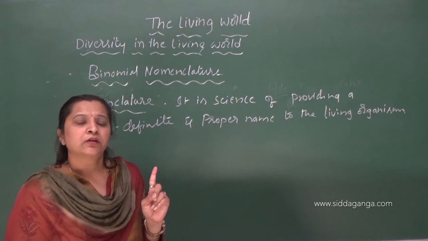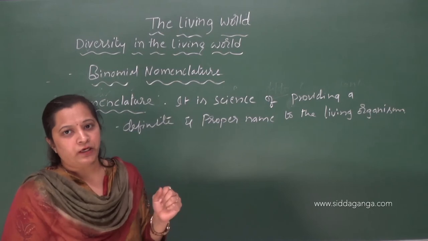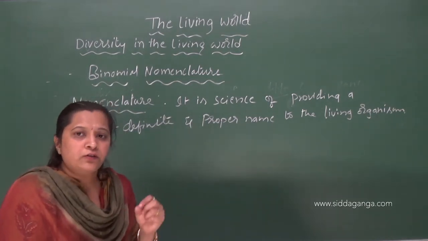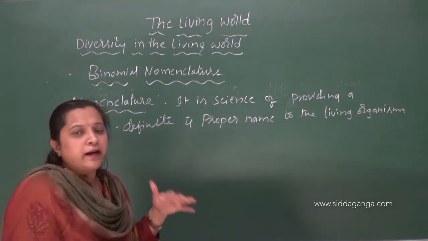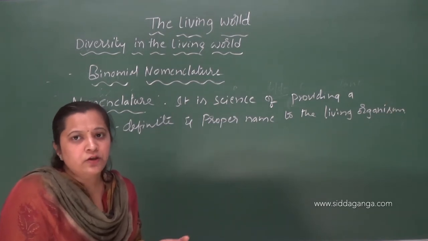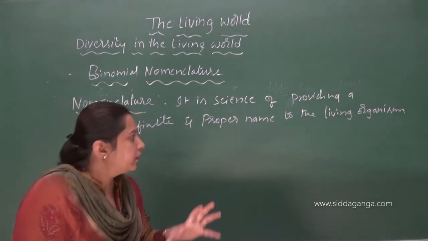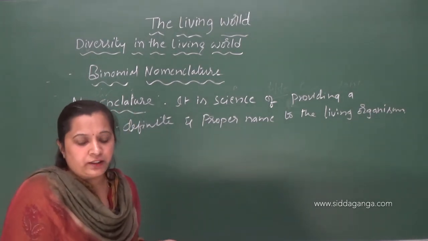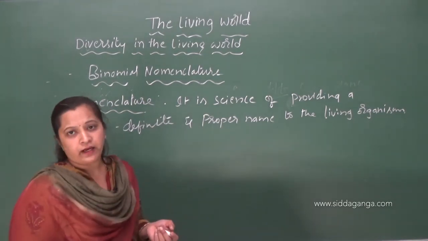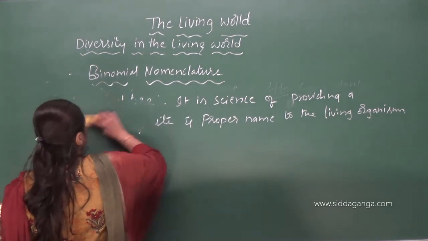Nomenclature means, to avoid the confusion because the local names were leading to confusion, no? That's why, to avoid such confusion, an internationally accepted system of naming the living organisms came into existence. So that specific naming of the living organisms with a specific name, that is called as what? Nomenclature. So there are certain rules and recommendations while naming any living organisms. They are set up in ICBN, ICZN and all.